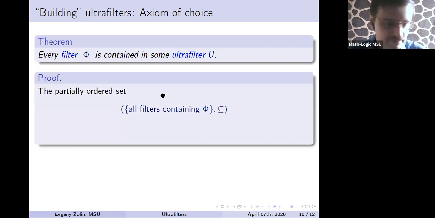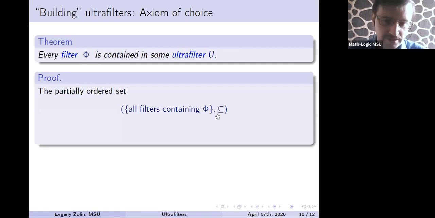The proof is very easy. So we have some filter phi. Of course, there may be some other filters that contain phi. And we want to find at least one maximal filter that contains phi. So we consider all filters that contain phi.